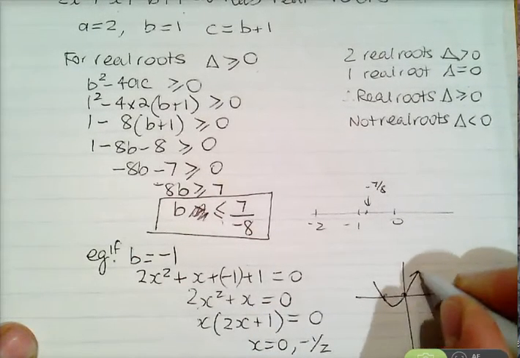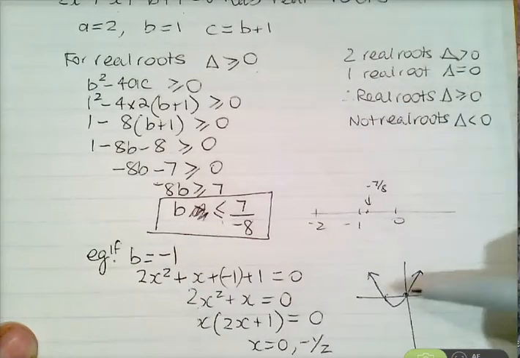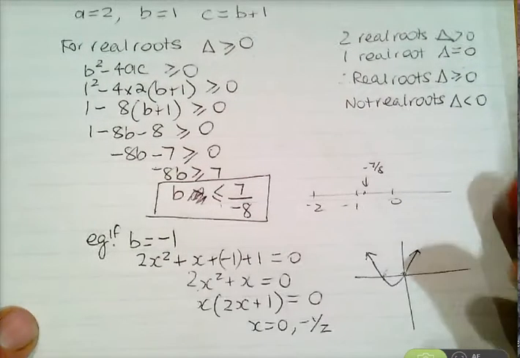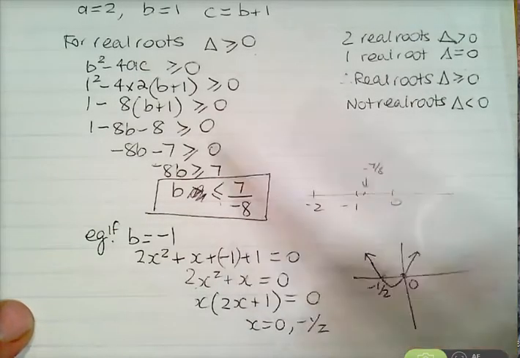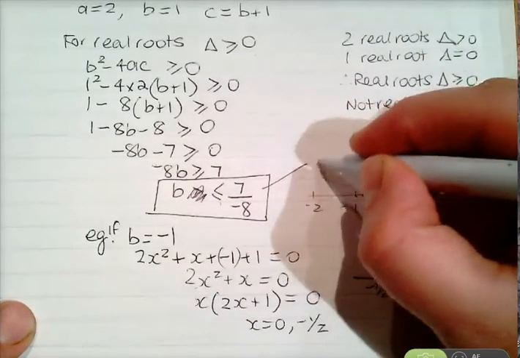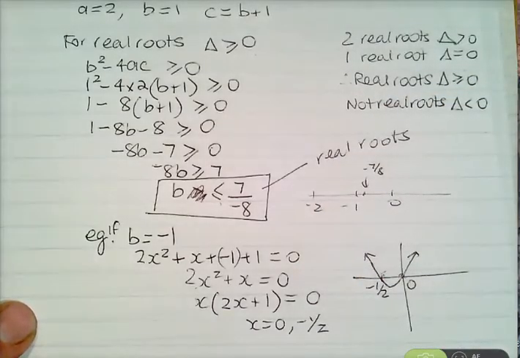And we can see that if b equals -1, for example, that yes, my equation has real roots. It's got 2 real roots. I could look at a value, for example, if b was 0, then I should not get real roots. I've only got real roots if b is less than or equal to -7/8.